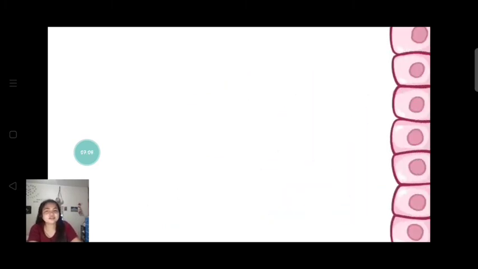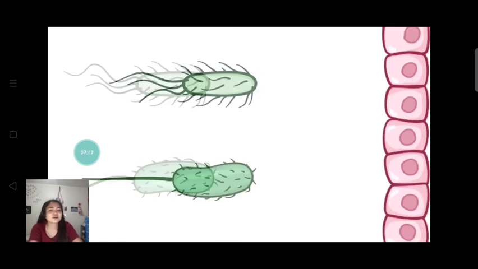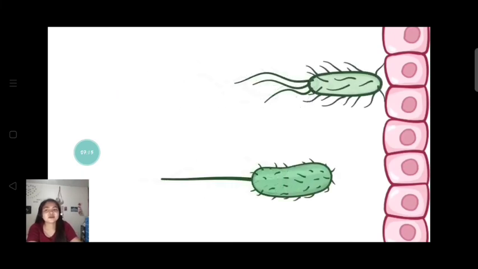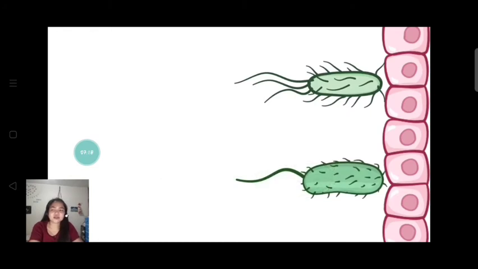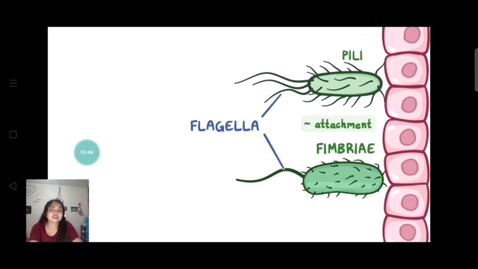Finally, the bacteria can move to or attach to other cells and surfaces with the help of structures that can be found on their external surfaces called villi, which are hair-like structures that allow them to attach to other cells, and when they are shorter, they are called fimbriae. This helps the bacteria attach to surfaces. They can also have flagella, which are long whip-like projections that allow the bacteria to move.